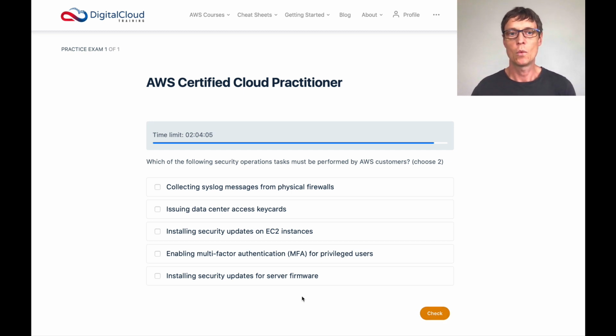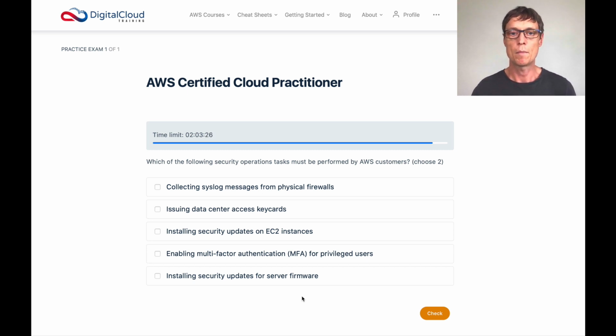So this question says, which of the following security operations tasks must be performed by AWS customers? And again, you've got to choose two. So there's the concept of the AWS shared responsibility model. And that defines what you as a customer of AWS have responsibility for and what AWS have a responsibility for. So primarily the difference is that AWS run the underlying infrastructure. They call it security of the cloud, whereas you're responsible for the services and the data that you have running on AWS, and that's known as security in the cloud.